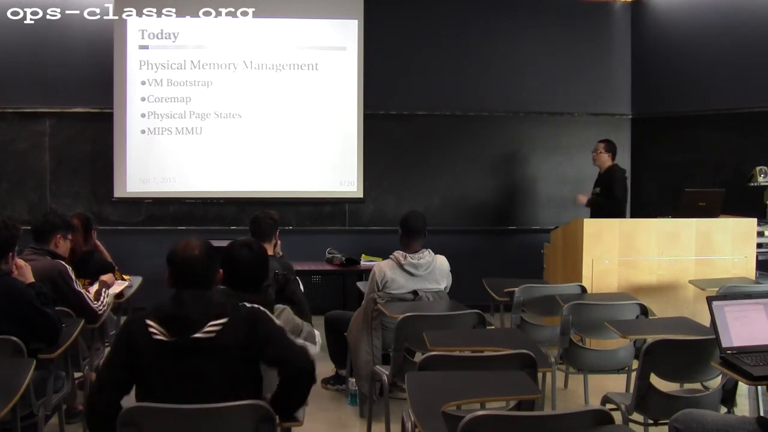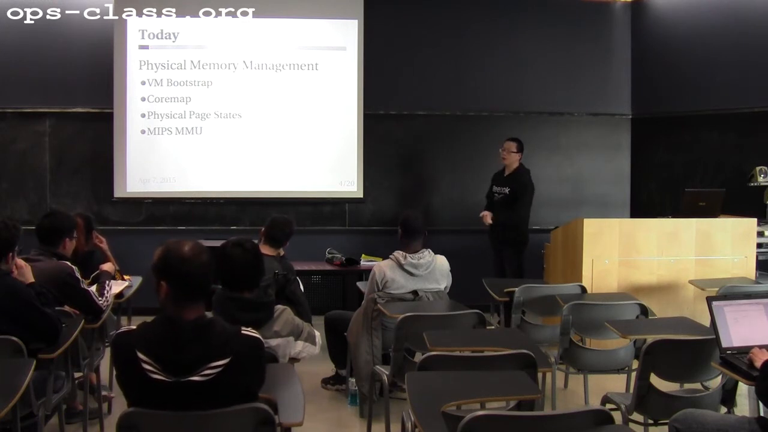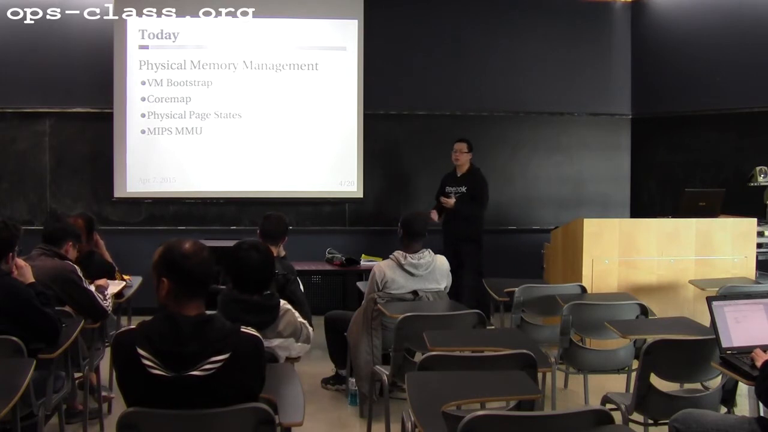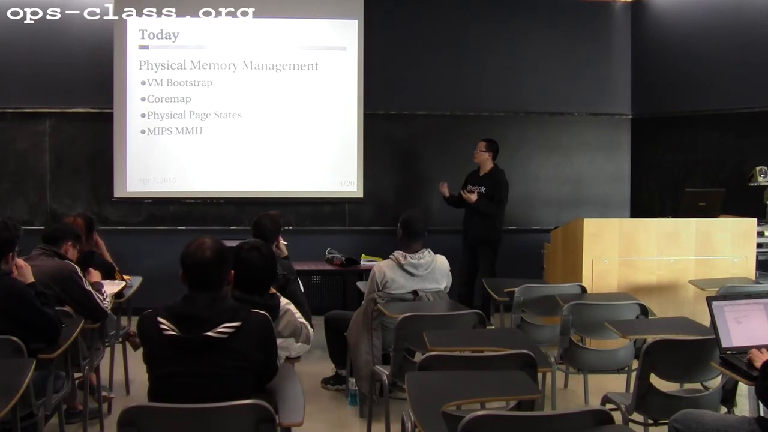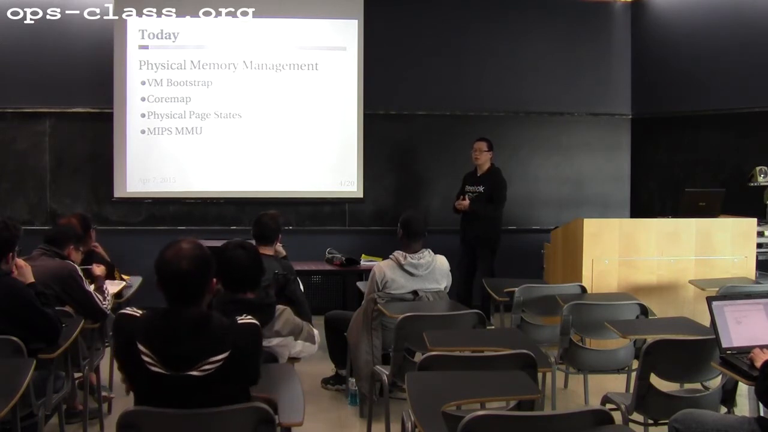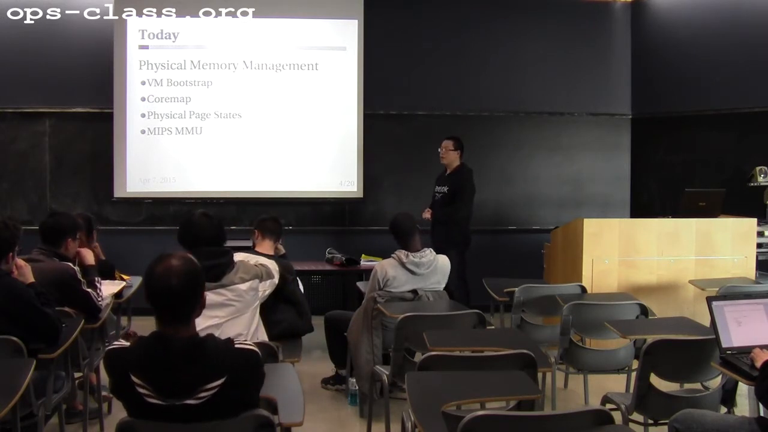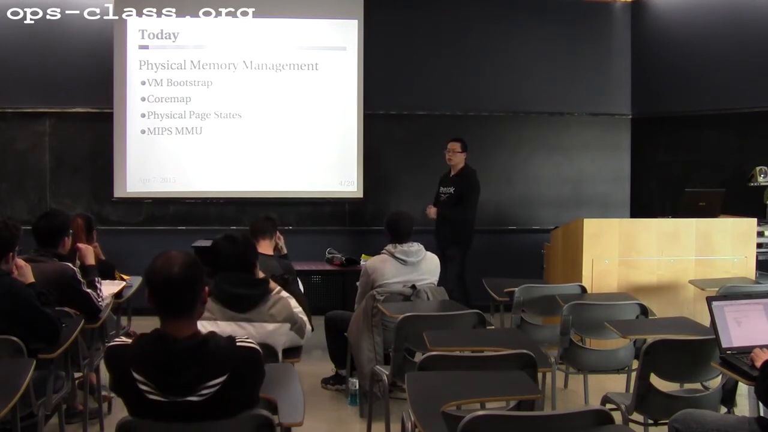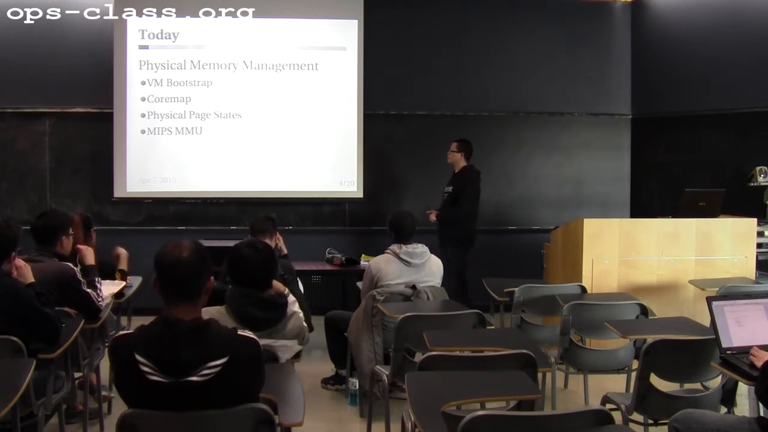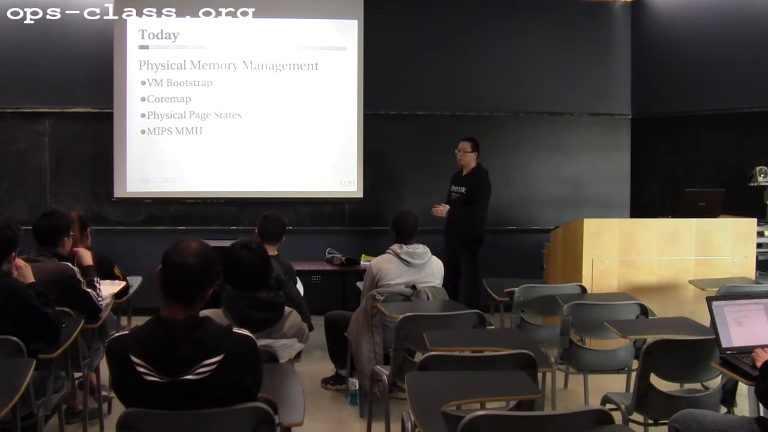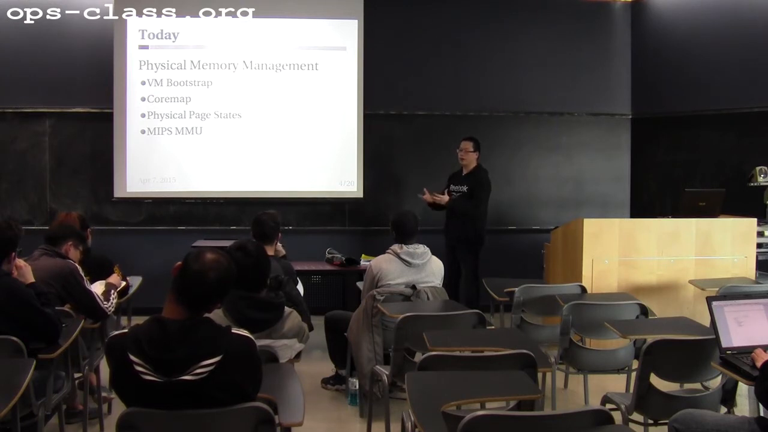So this is what we talked about last time. Today, we'll mostly focus on the physical page management part. In particular, we want to see how the virtual memory system bootstraps. By that, I mean how the virtual memory system figures out how many pages are available for me to manage and all that. So we'll study a data structure that is very important in the physical memory management system, which is called coremap, to manage all the physical pages. And then we'll look at what the possible states of a physical page could be. It's very important later on. For now, it's kind of obvious whether it's available or not. But later on, it may have other states which you need to think of.